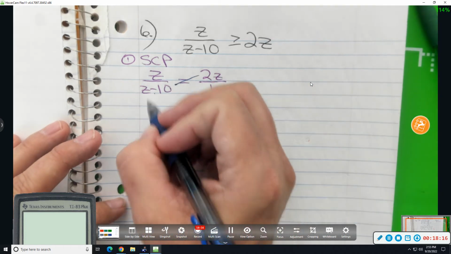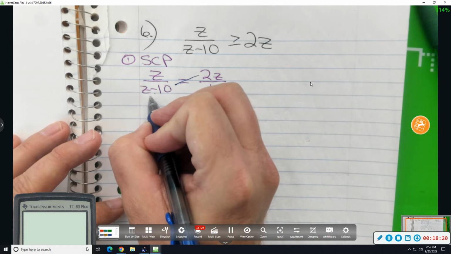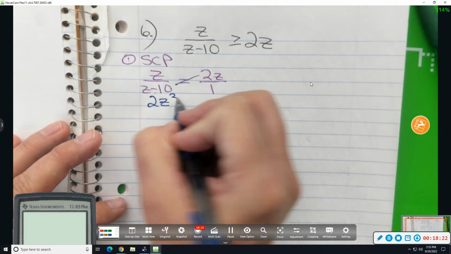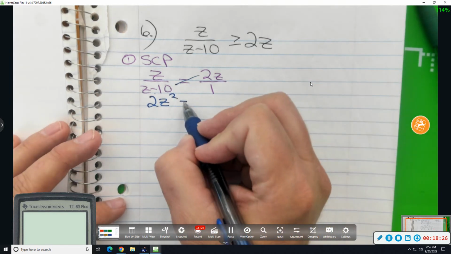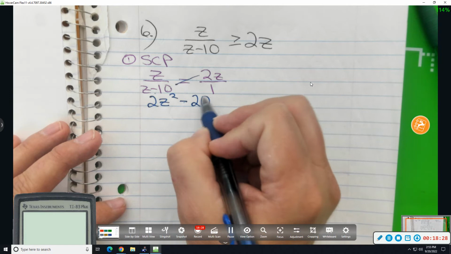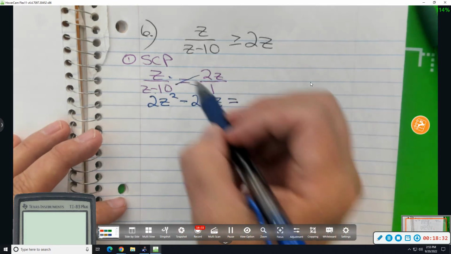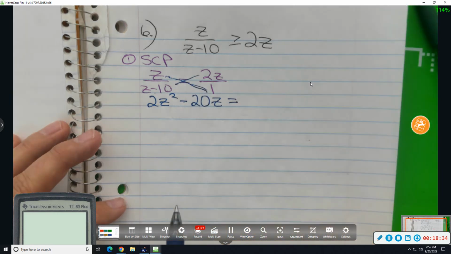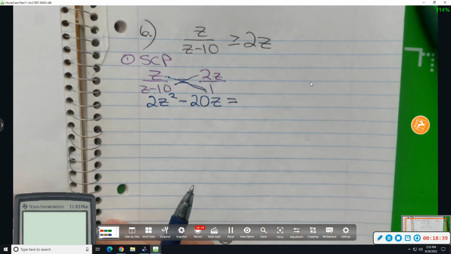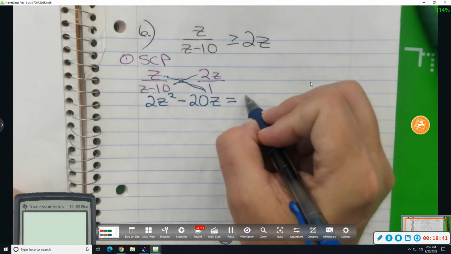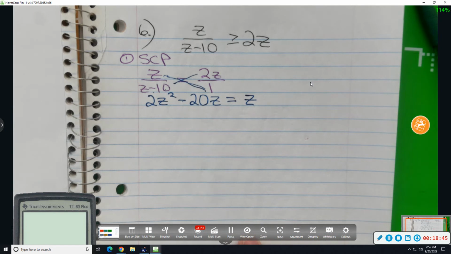So we have 2z times z. I think I heard 2z squared. Did I hear a 2z squared? Minus 2z times that minus 10. We have a minus 20z, I agree, equals there. z times 1, they all know it's just z. Anything times 1 is just anything. Or I guess you could write it 1z if you want.